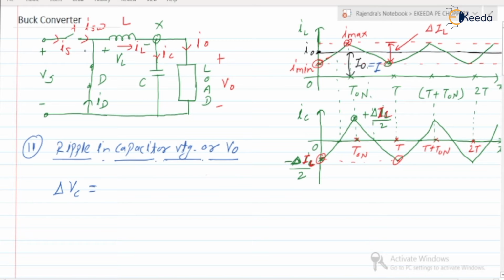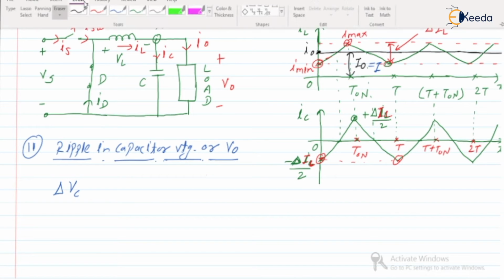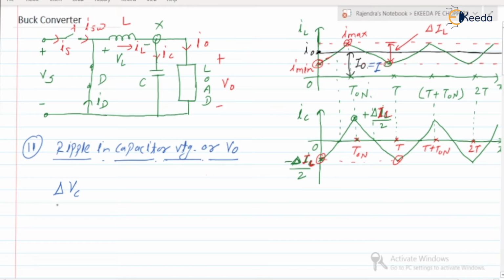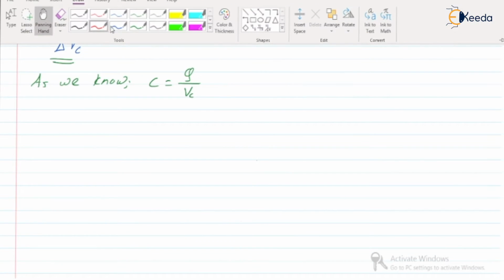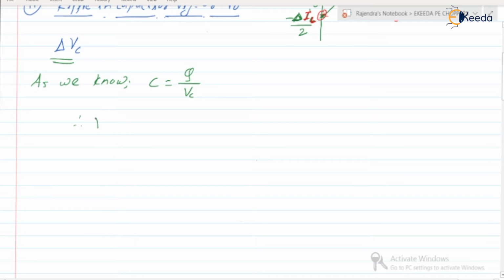So we can write delta Vc is equal to what? As we know, C is equal to Q by V. We need to find delta Vc, so C is equal to Q by V, and we can write V as Vc. Therefore Vc is equal to Q by C. So here delta Vc is equal to delta Q divided by C.